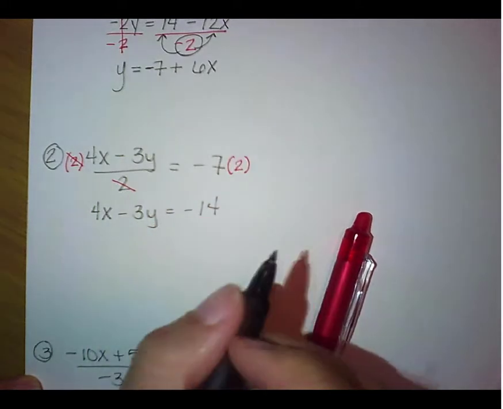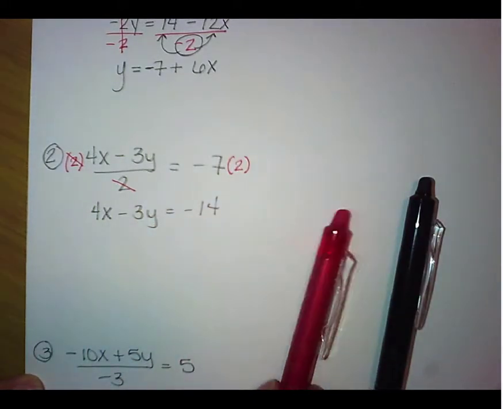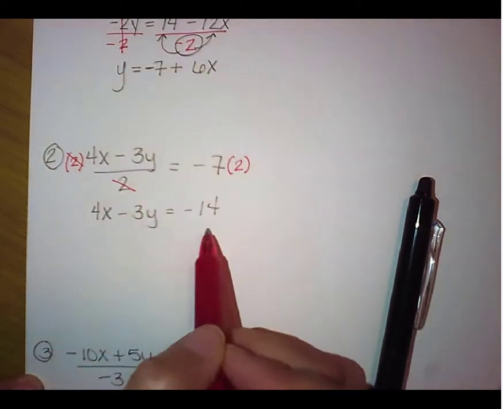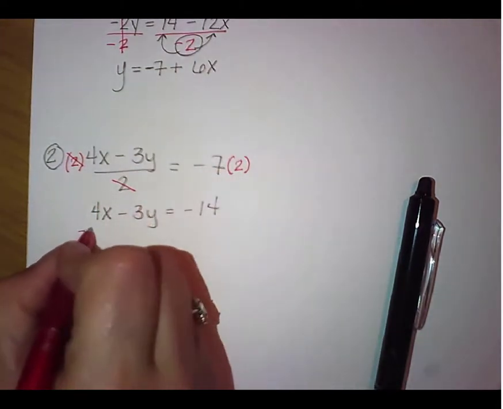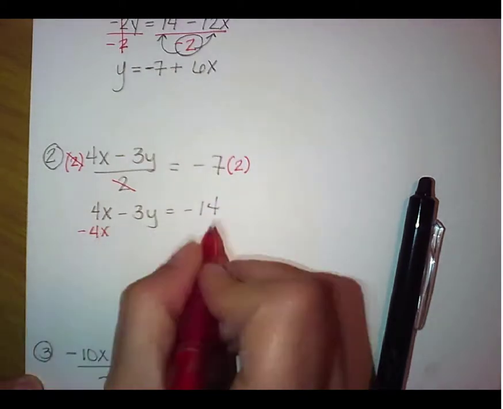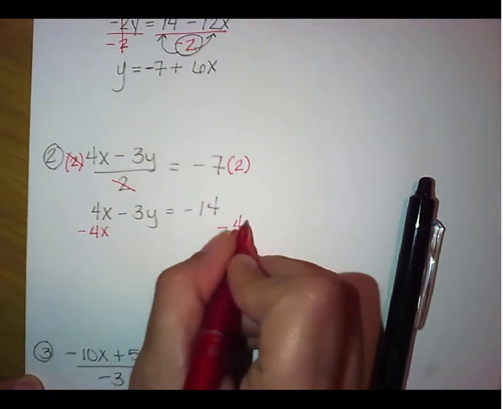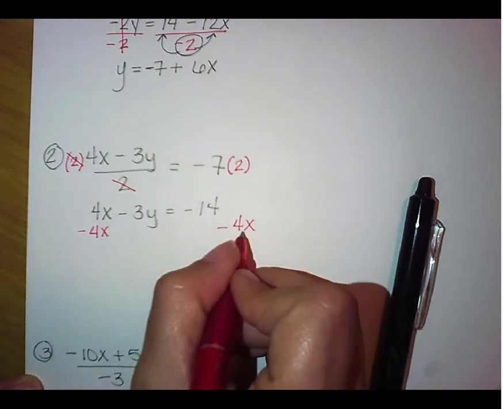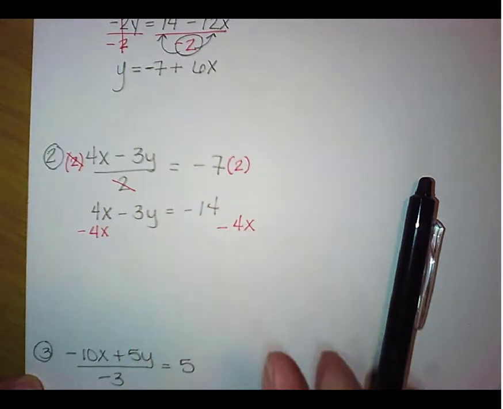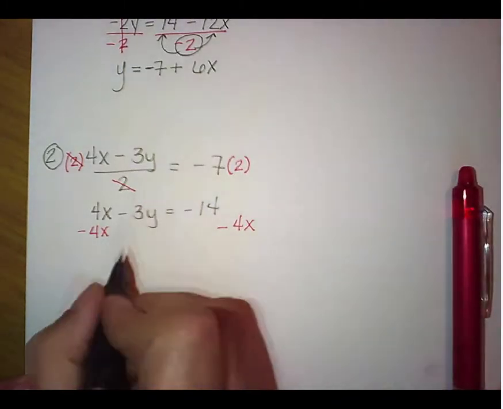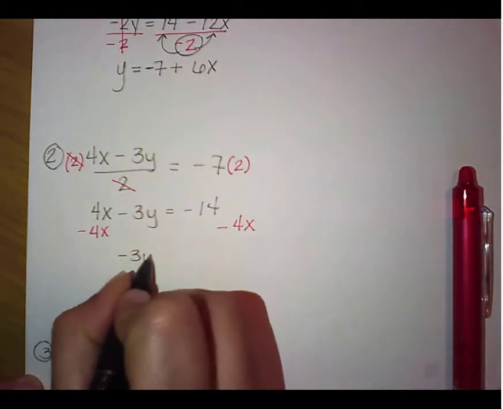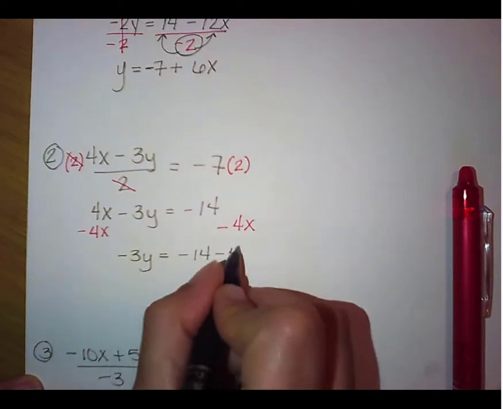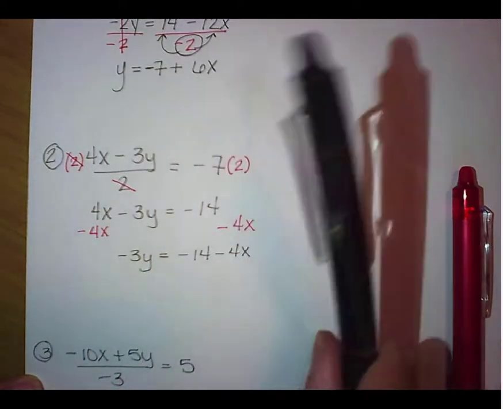So now, just like we did in the previous problem, we want to move this 4x over to the other side. So we're going to subtract 4x since it's a positive. Again, I'm going to make sure that I put that out to the side, because I can't actually add or subtract the negative 14 and the negative 4x. So we're going to end up with negative 3y equals negative 14 minus 4x.